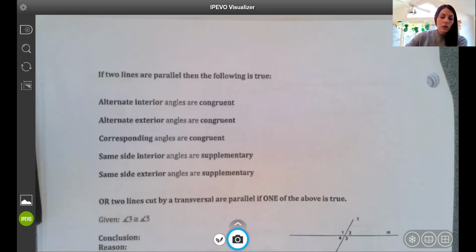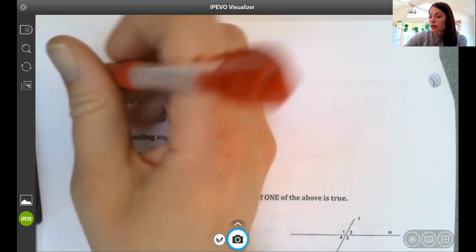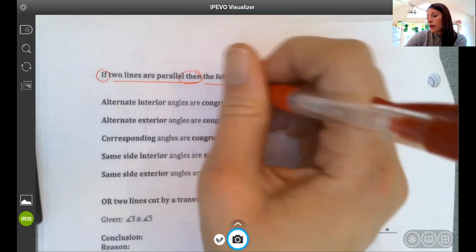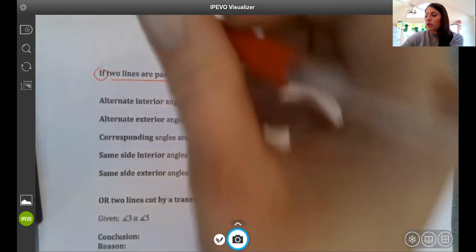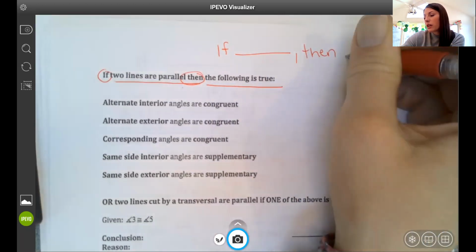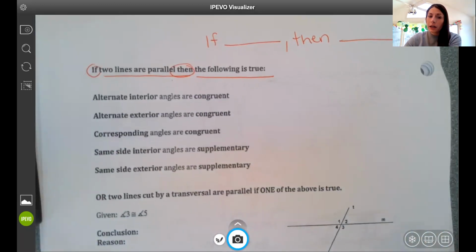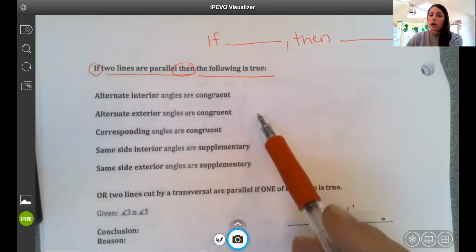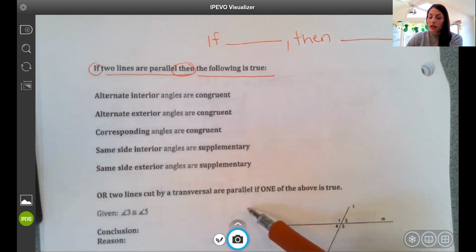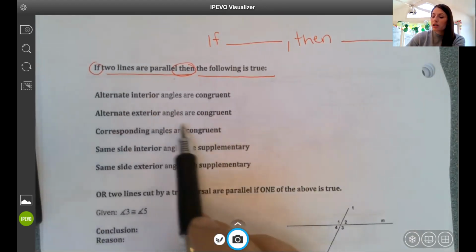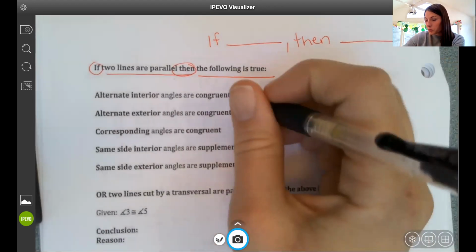Okay, so at the top, it goes back to, you'll notice it has if, this, then that. Okay, and we use in our proofs in particular these if-then statements from last unit over and over again. So it says if two lines are parallel, then the following is true, and it's really just giving us a list. So alternate interior or alternate exterior angles are congruent.